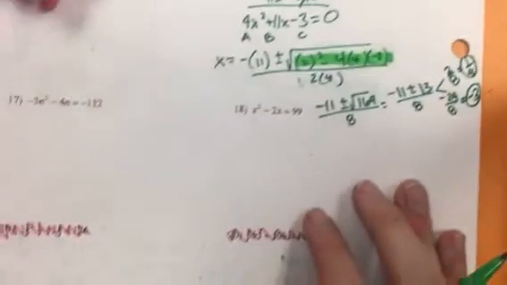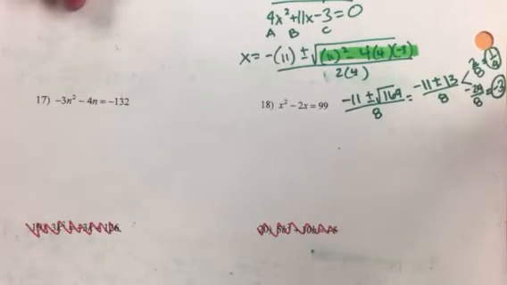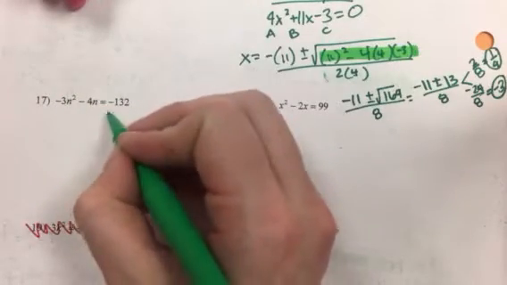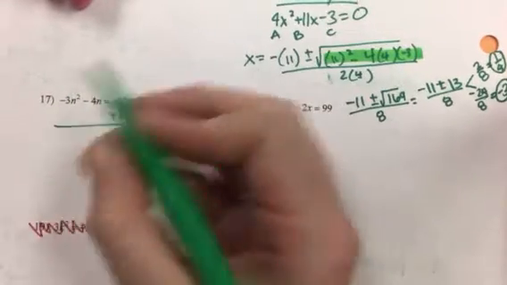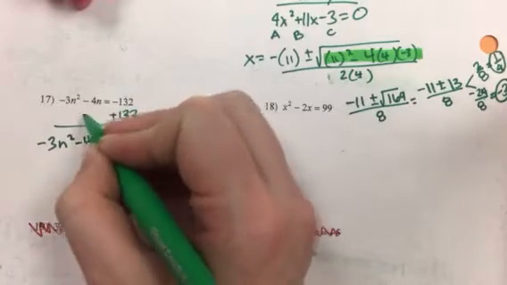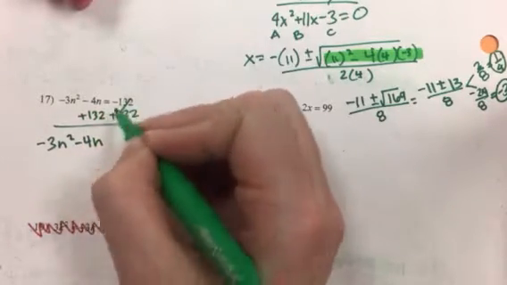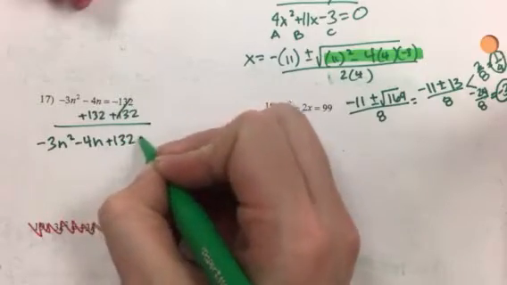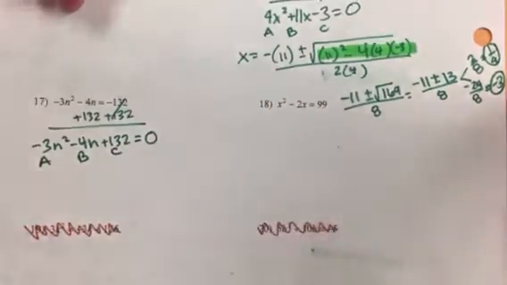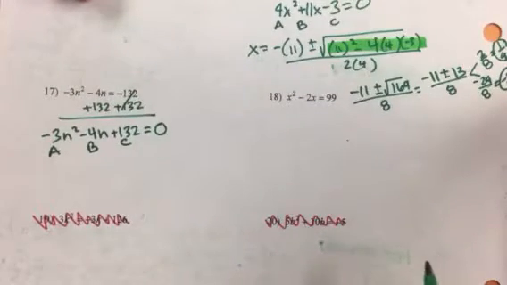Now I'm just going to go through how to move them all over and to get our terms on the same side, and then you can do the quadratic formula on your own. So in this case, I have two terms on this side. I want to move one over, so I'm going to add it. Negative 3n squared minus 4n plus 132 equals 0. A, B, C. Plug it into the quadratic on your own.